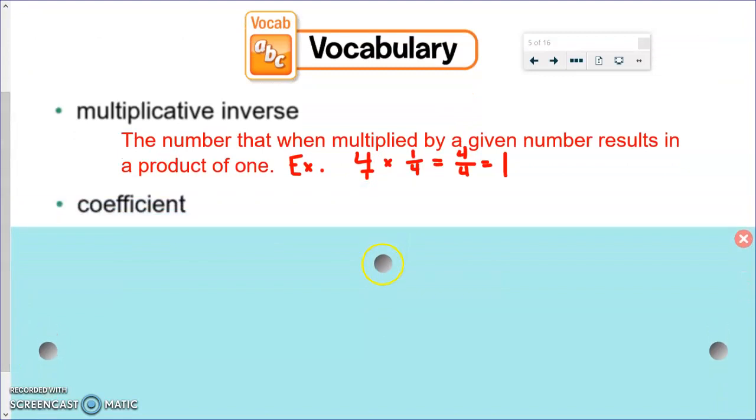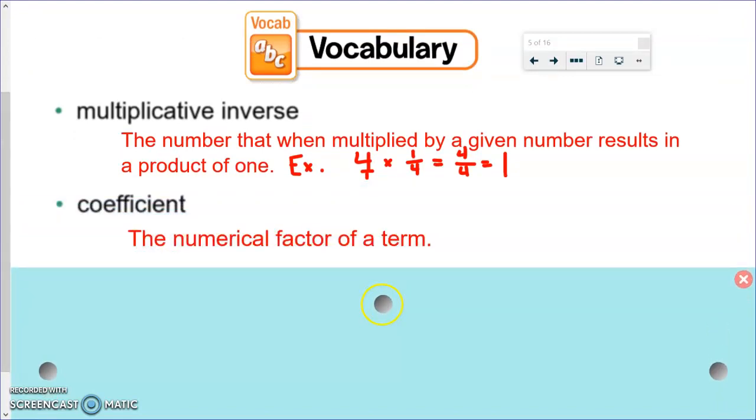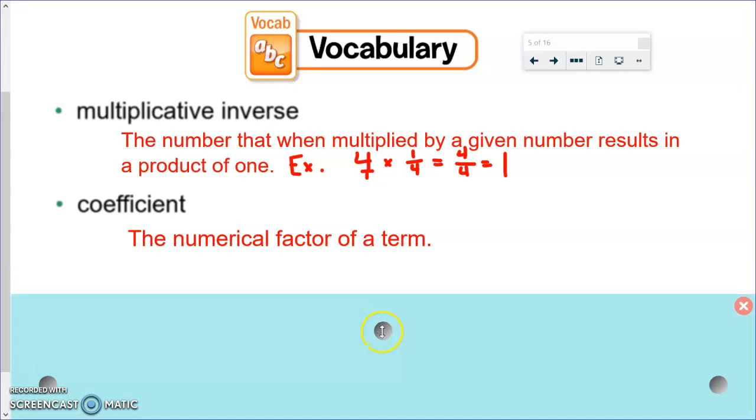Our other term is coefficient, and our coefficient is the numerical factor of a term. So an example would be if I have a term of x and my coefficient is the numerical factor of this term, that may look like 2x. So our coefficient is going to be that number that is attached to our variable.